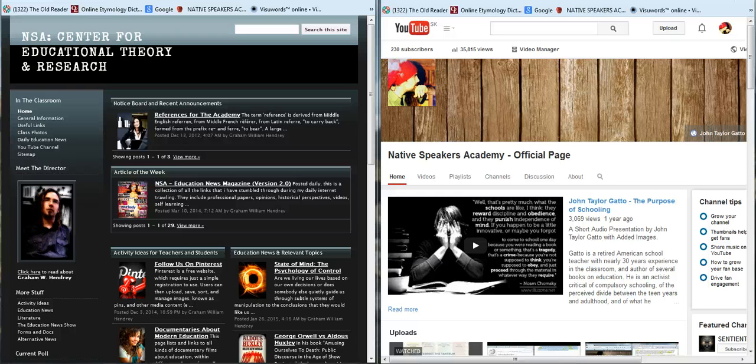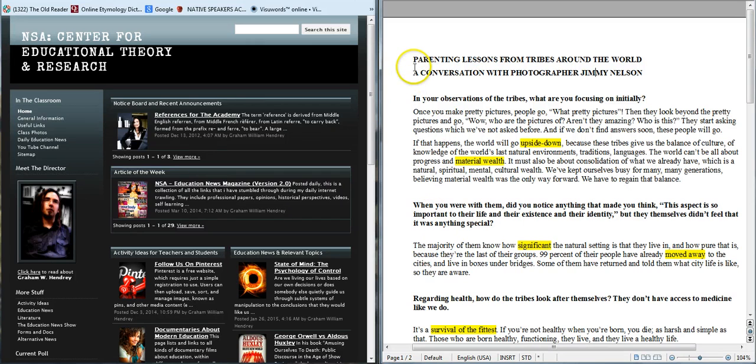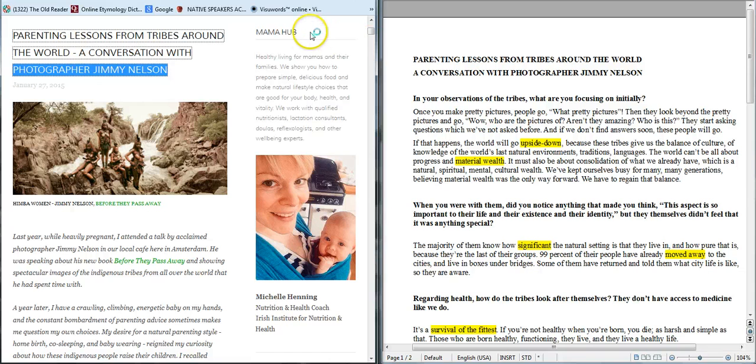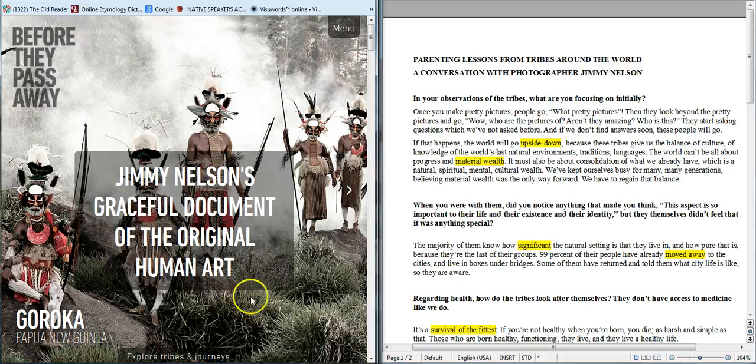Today's article is, let me just pull it up for a second so you can see, Parenting Lessons from Tribes Around the World, a conversation with photographer Jimmy Nelson. These are excerpts from an interview that I found online. If you want to read the full interview, you can find it at Mama Hub, and the photographer goes into a lot more details there, but I just picked out some key points which I hoped might be interesting for you.